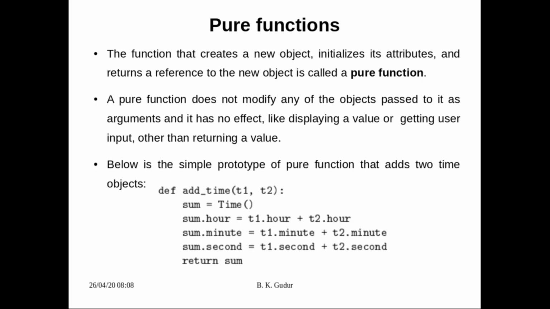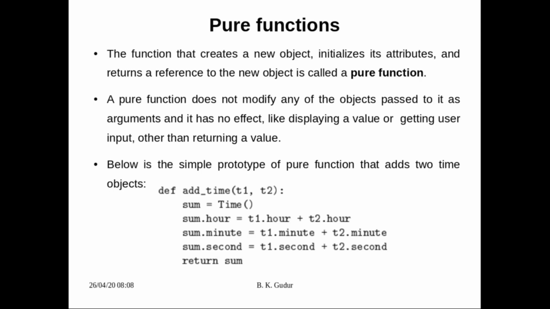A pure function doesn't modify any of the objects passed to it as arguments, and it has no effect like displaying a value or getting user input, other than returning a value. Means any function which we call a pure function will not modify any of the objects passed as arguments, it will not take any input and it will not display any value. What it does is just return the value. A pure function is going to return just a value, just work on the objects, not modify them.